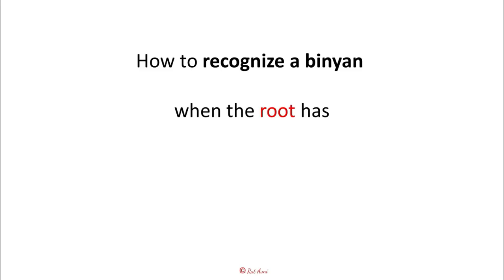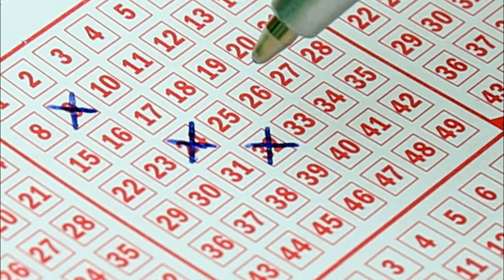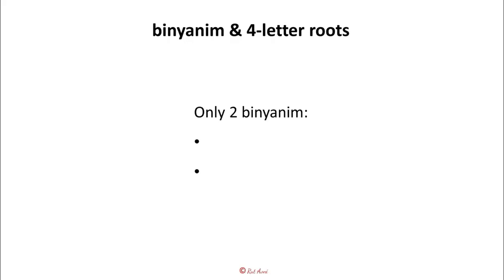Gonna make today. Here we are. How to recognize a binyan when the root has 4 letters. I can already give you the good news up front. It is not about lottery. Really, it's actually quite simple because there are only 2 binyanim. Yes, only 2 binyanim have 4 letters, PL and HITPL. So you have massively narrowed your choices.